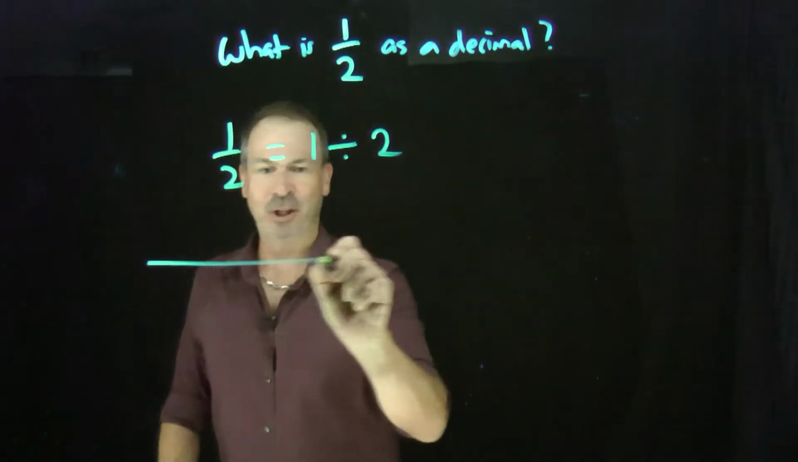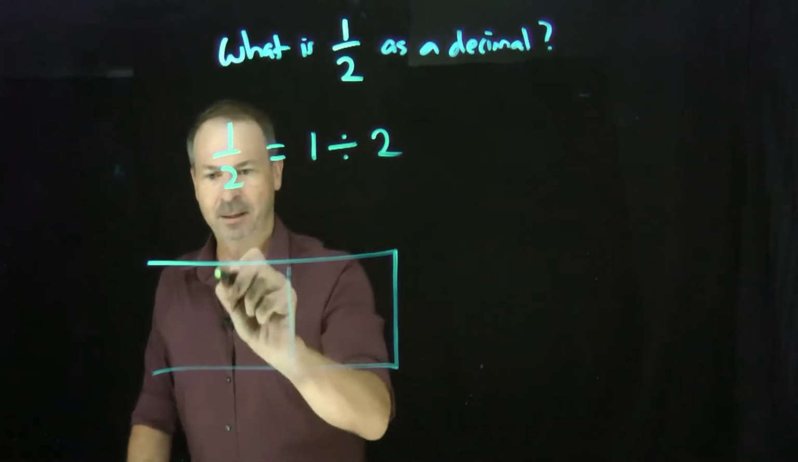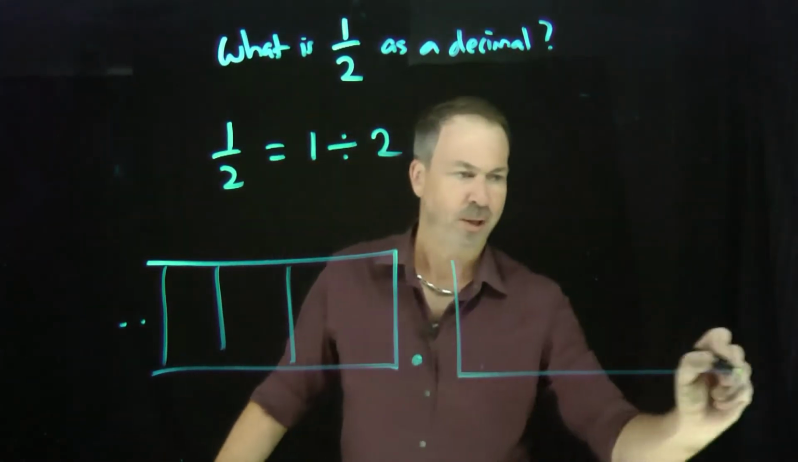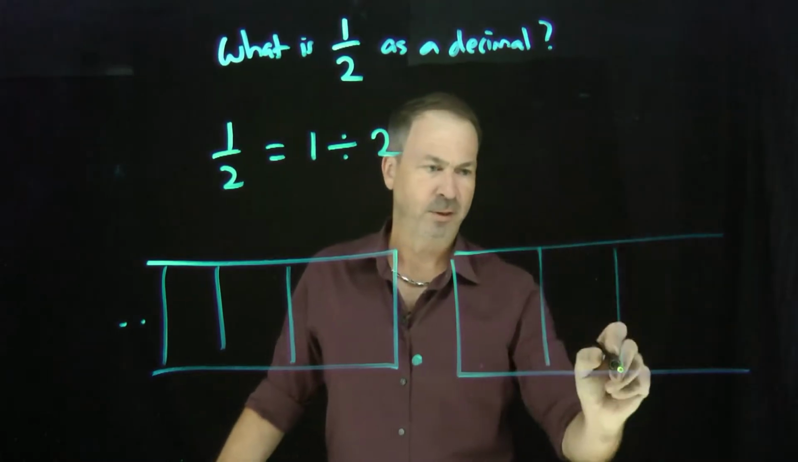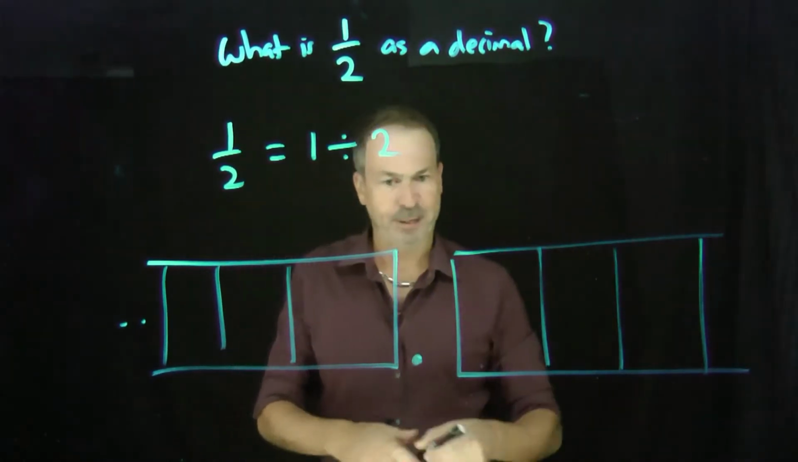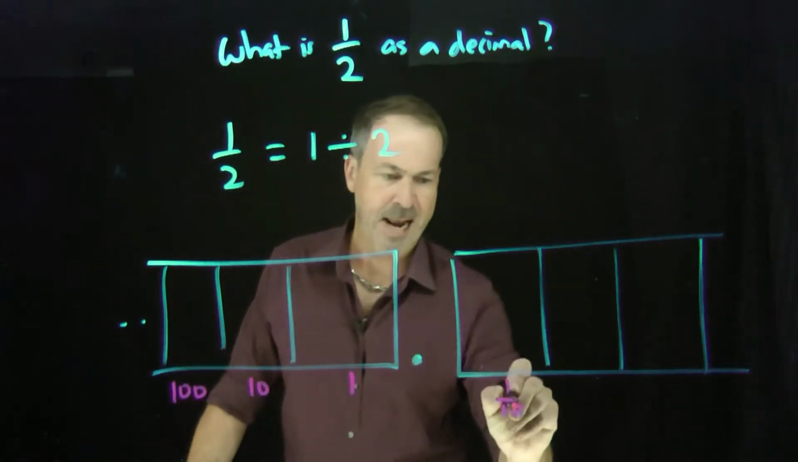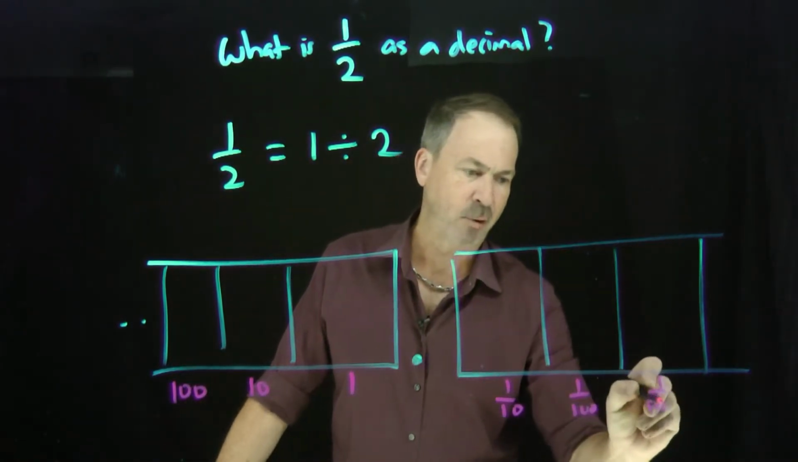So let me draw a 10-1 machine. Let me draw some boxes over here, going off that way, more boxes. And since we want decimals, I'm going to draw the boxes to the right as well. Let me just be very clear what these boxes are. There's the ones, the tens, the hundreds, the tenths, the hundredths, the thousandths, and so on.